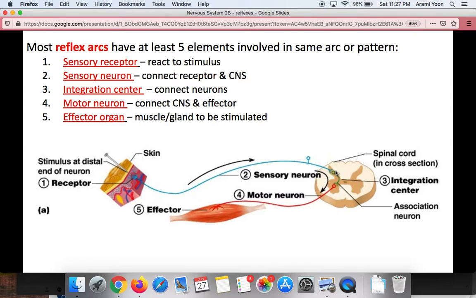Next, you have the integration center. So the integration center is going to be composed of one or more interneurons. So these are neurons that are specialized to connect sensory neurons to motor neurons.